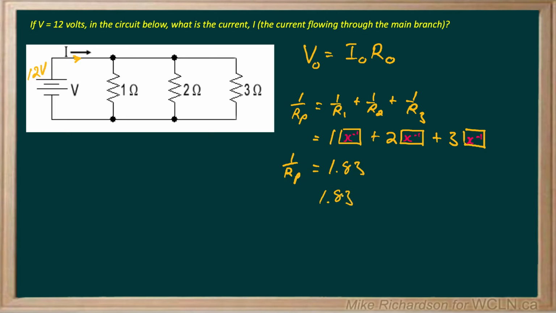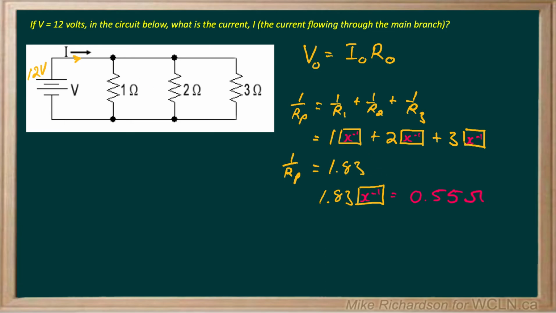In other words, I'm cross multiplying. You can imagine the RP is going to go up to the right, the 1.83 is going to go down below the 1. So I've got to go 1.83 and hit that button one last time. That's the thing you have to remember when you're using the calculators. When I do that, I get 0.54 repeating, or 0.55 ohms.